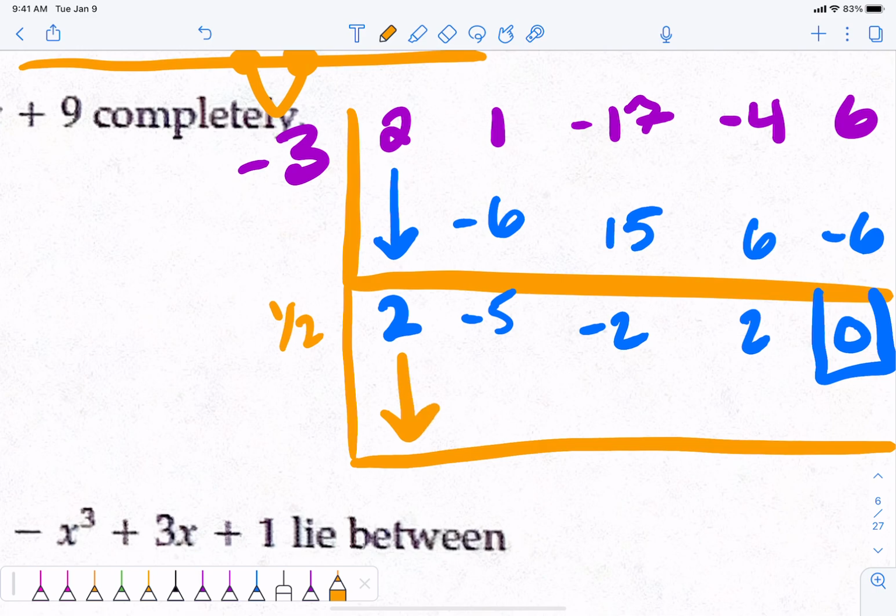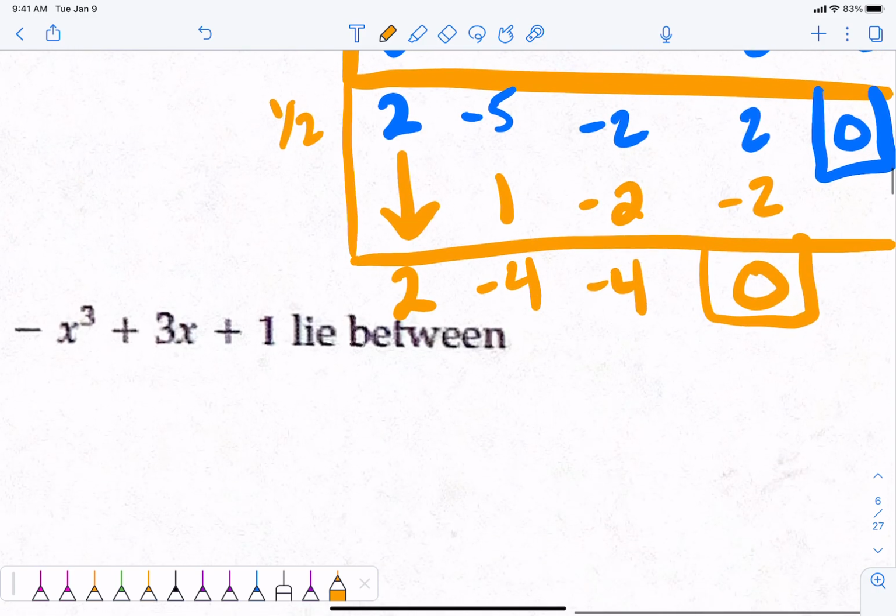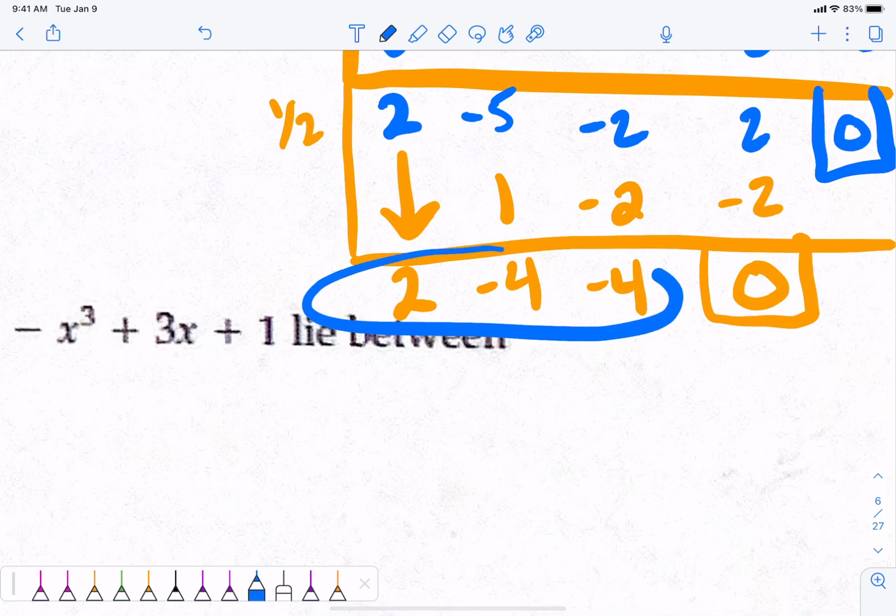Okay, so now we're going to drop the 2 down. Half of 2 is 1. -5 and 1 makes -4. What's half of -4? -2, that makes -4. And what's half of -4? -2, so we have 0. Okay, let's put our x's and such back in here.